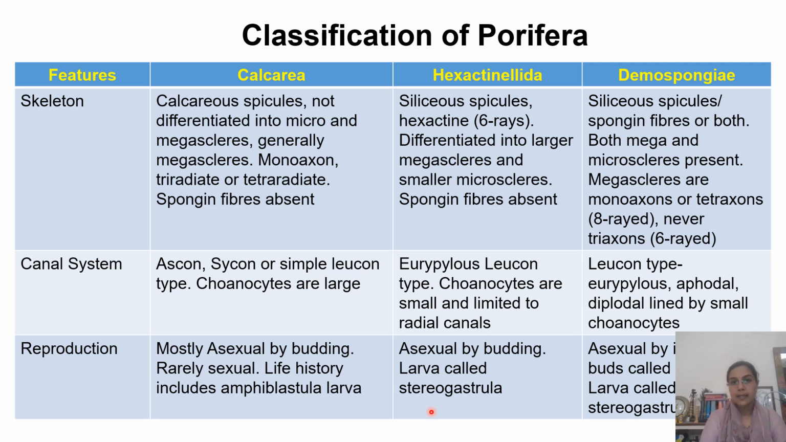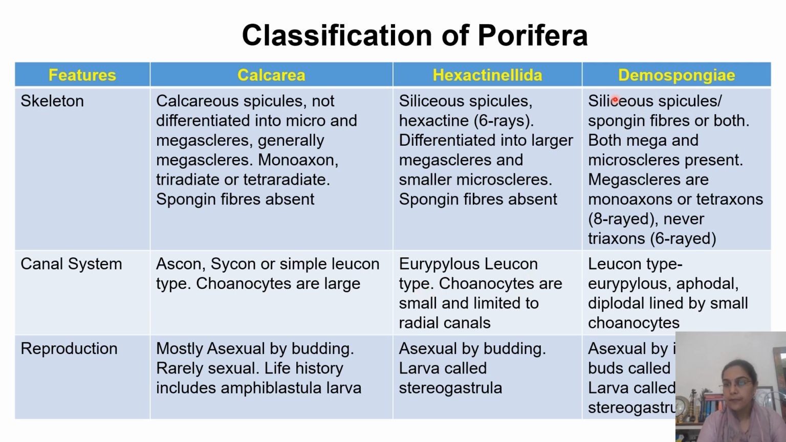So I hope with this, the classification of porifera, precisely two most important characters, skeleton and the canal system, जिसके बेसिस पे पोरिफेरा को हमने 3 क्लासेस में क्लासिफाई किया है. The class calcarea, where the endoskeleton is made up of calcium carbonate, and all the 3 types of canal system exist. They are the simplest ones. Then hexactinellida, the spicules are siliceous with no spongin fibers, and they are arranged in the form of hexactinal arrangement, 6 rayed. The canal system is euryplous leucon type.